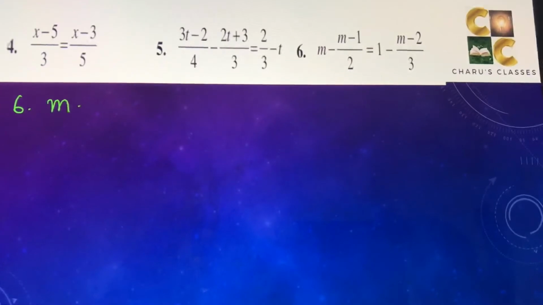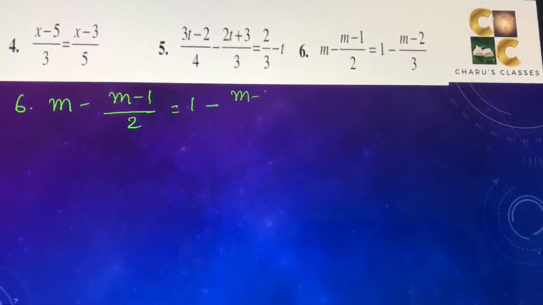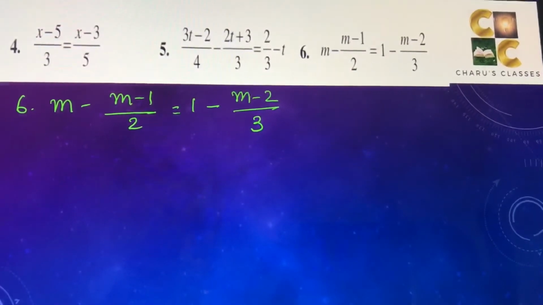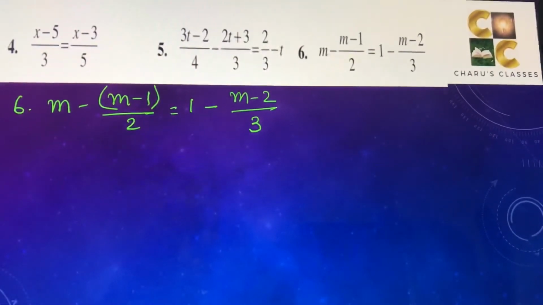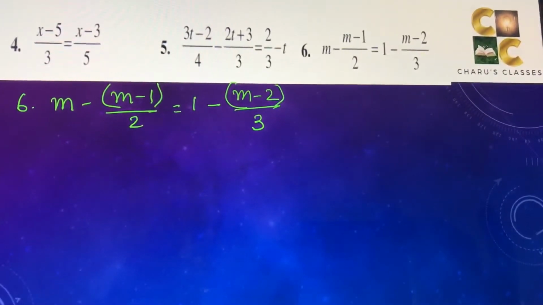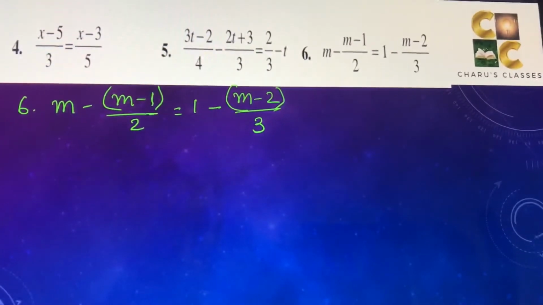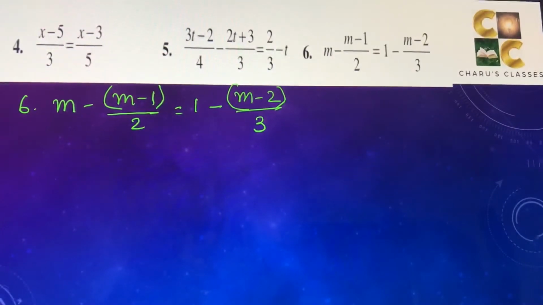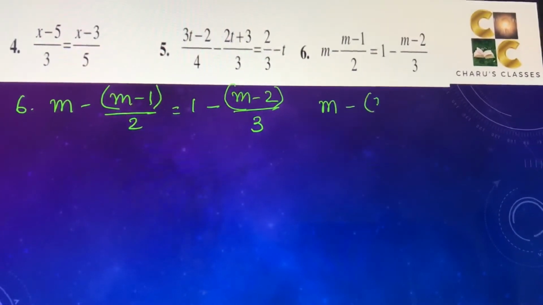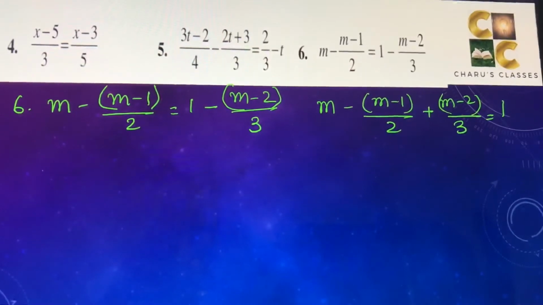Sixth question. (m minus 1)/2 is equal to 1 minus (m minus 2)/3. Again, it is very important to keep the two terms in the bracket, because there is a huge likelihood that there can be a mistake in the sign. So we have to keep them in the brackets. Now we'll take the m terms together. This will give us (m minus 1)/2 plus (m minus 2)/3. This is equal to 1.